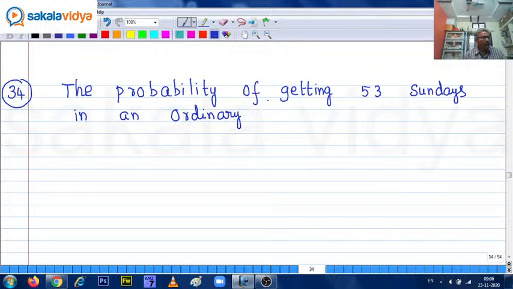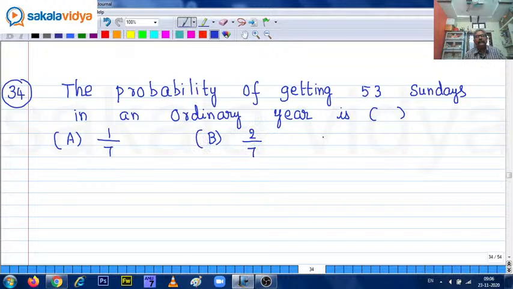That means an ordinary year. The first option is 1 upon 7, B is 2 upon 7, C is 1 upon 365, D is 1 upon 366.